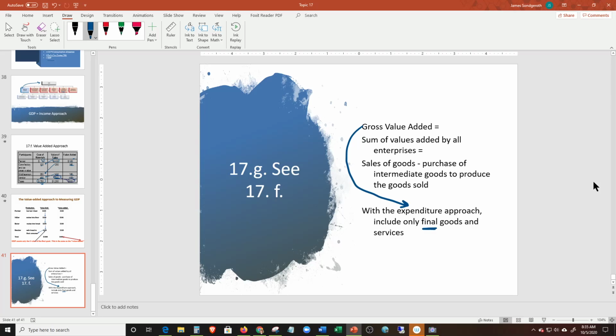All right. And that wraps up topic 17. I will see you with topic 18 on the strengths and weaknesses of GDP as a measure of well-being of a nation.